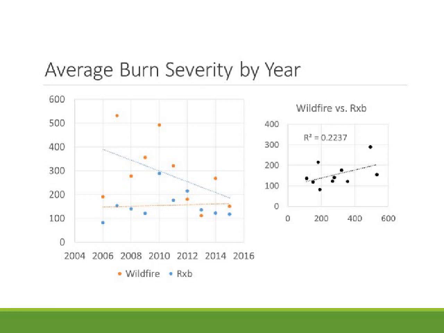One interesting thing, though, about this small 10-year snapshot is that there was a correlation between the severity of wildfire in a year and prescribed fire in a year, such that years with more severe wildfires also had more severe prescribed fires, and that's illustrated in the figure on the right there. And that might just have to do with variation in weather events from year to year.